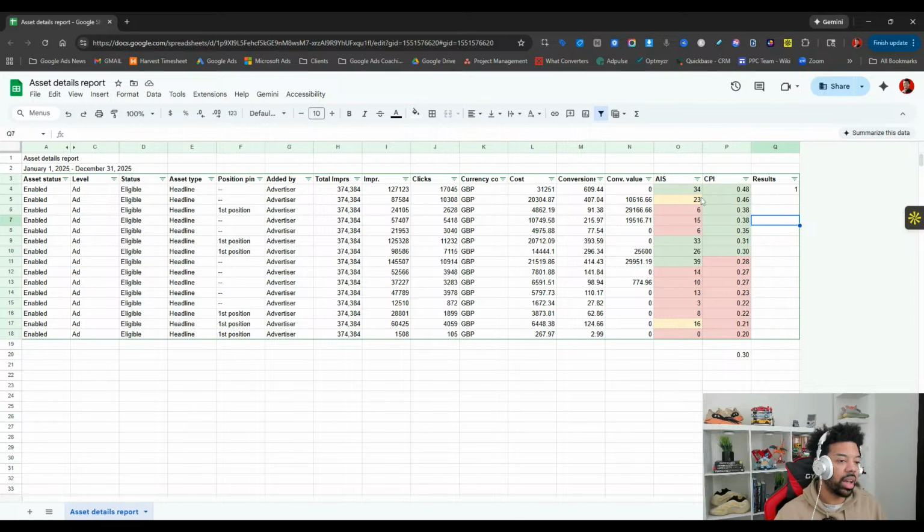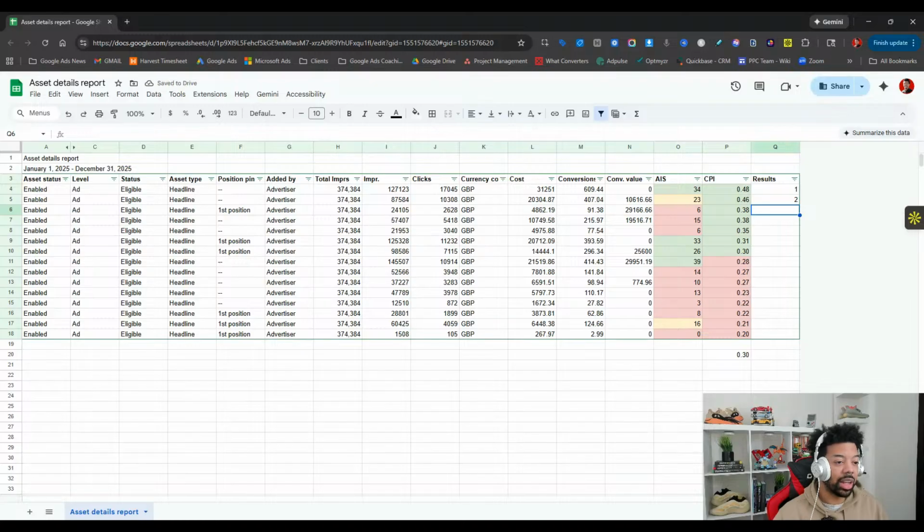So if it has a high AIS and a high CPI, it's a winner. It's a champion. All right. So this one, it is okay, but it's on the good side. So we're gonna put a 2.